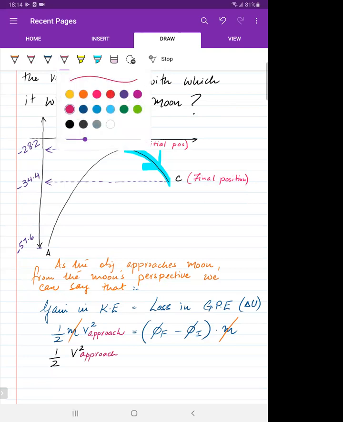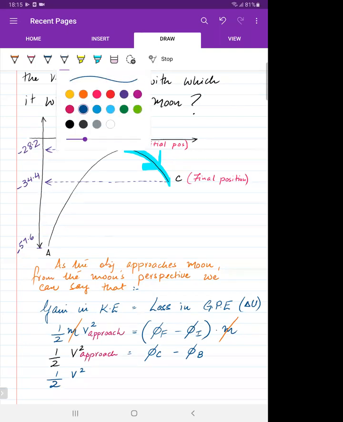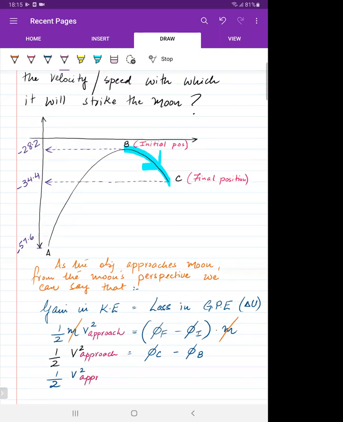Okay, so yeah, based on the numbers provided to you, I've just drawn the graph 3 times at least so that you get the numbers. So final position will be C, initial position will be B, so yeah, numbers आपके ये बन जाएंगे. So C वाली position के लिए it is minus 34.4, B वाली position के लिए minus 28.2. Again, both of these numbers are in the order of 10 to the power of 6.